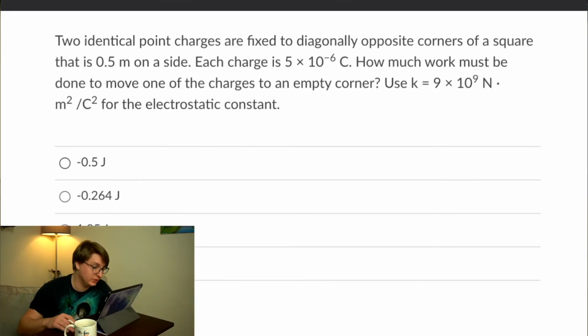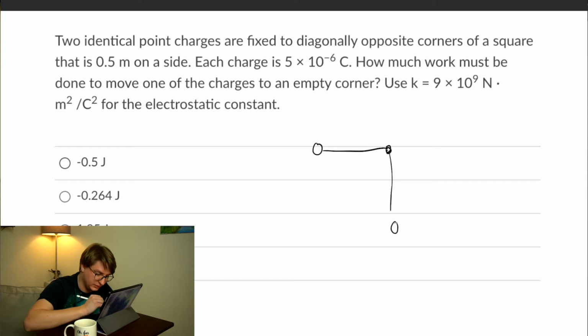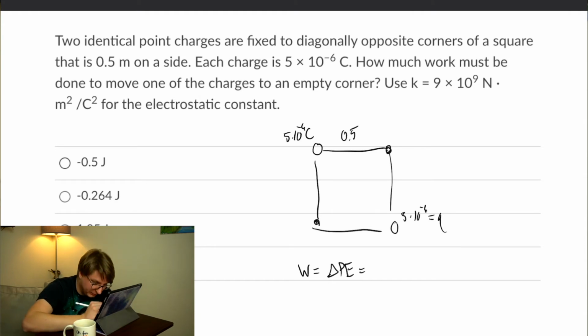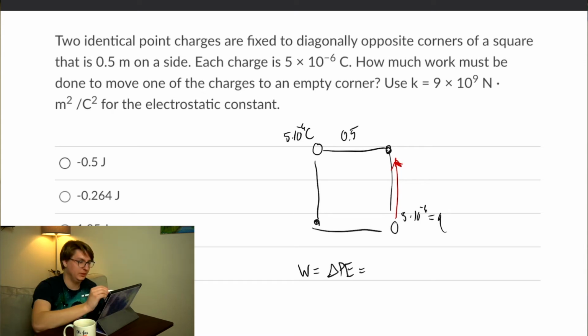Two identical point charges are fixed to diagonally opposite corners of a square. Each side is some length, each charge is some value. How much work must be done to move one of the charges to an empty corner? So we got this one, this one, and we're going to move a charge here. Okay, I just realized I misunderstood the problem. This is going to be throwing this one over here. We have to move it, which means we need to find the electric potential.